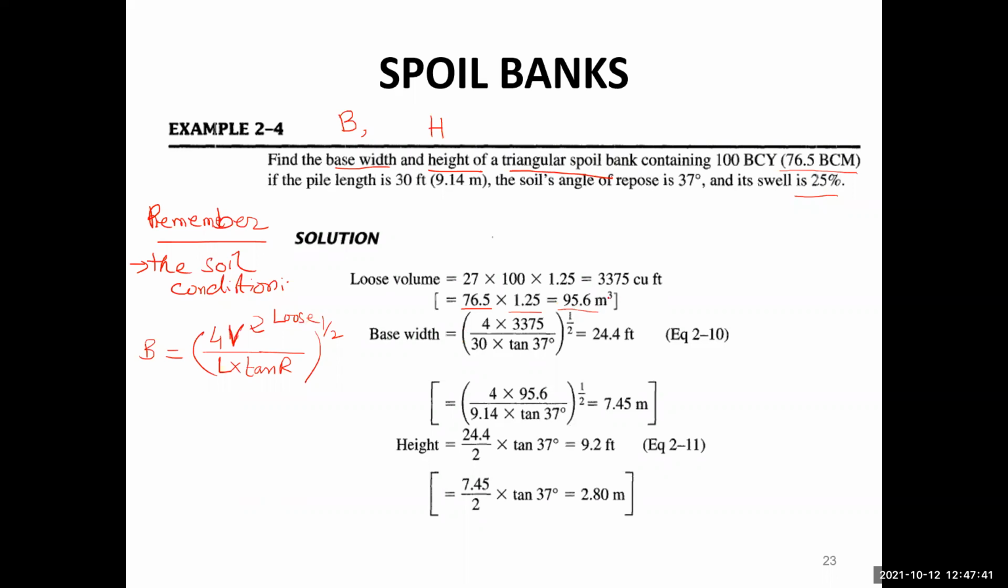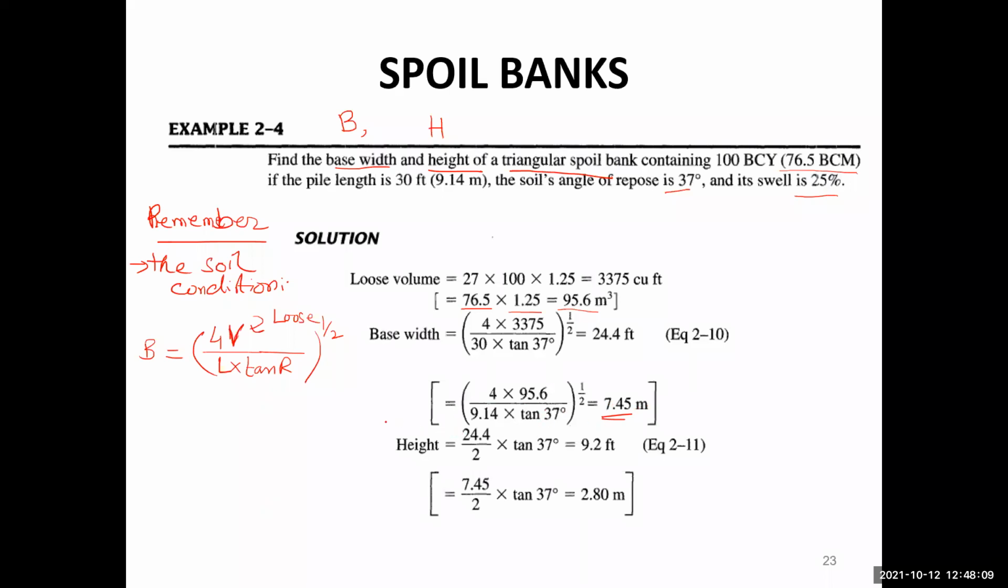So the loose volume was calculated as 95.6, and then multiplied by 4 divided by the length of the bank, which was 9.14 meter, multiplied by the tangent of the angle of repose, which is 37 degree. So input these values into the calculator, and then you will find that the width of the spoil bank will be 7.45 meter.